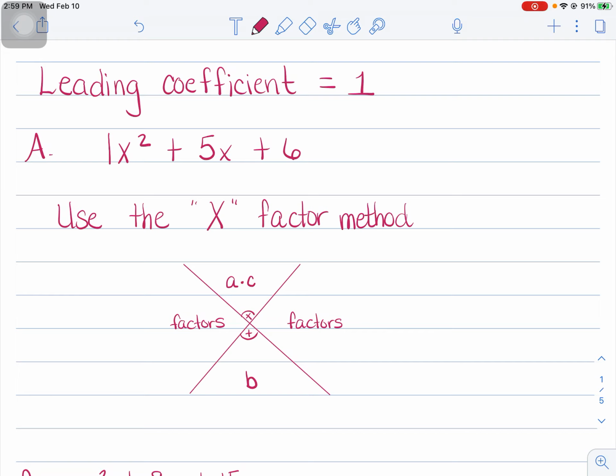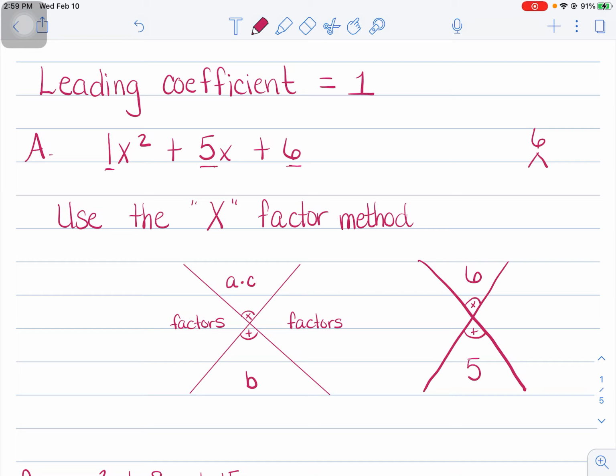When we do the x factor method, we use a big X, and we think about the first term and the last term, and we multiply them together. So 1 times 6 is 6. In our x factor method, the multiplied a and c term, first and last term, goes in the top. And our middle term, our b term, goes in the bottom of the x. What we're using this for is to help us find factors. So we're looking for numbers, or factors, that multiply to get 6 but add to get 5.